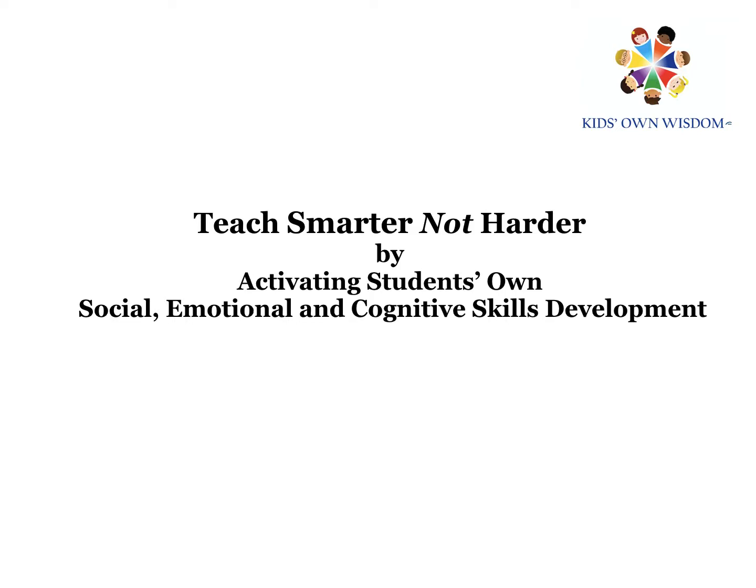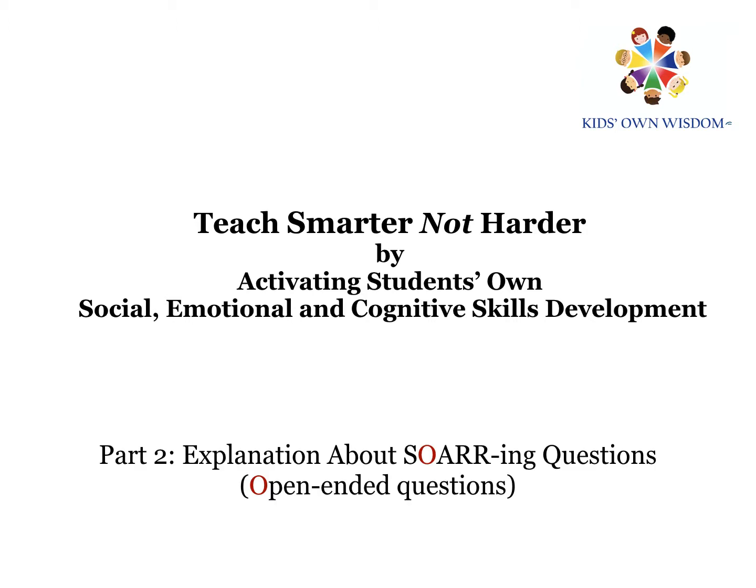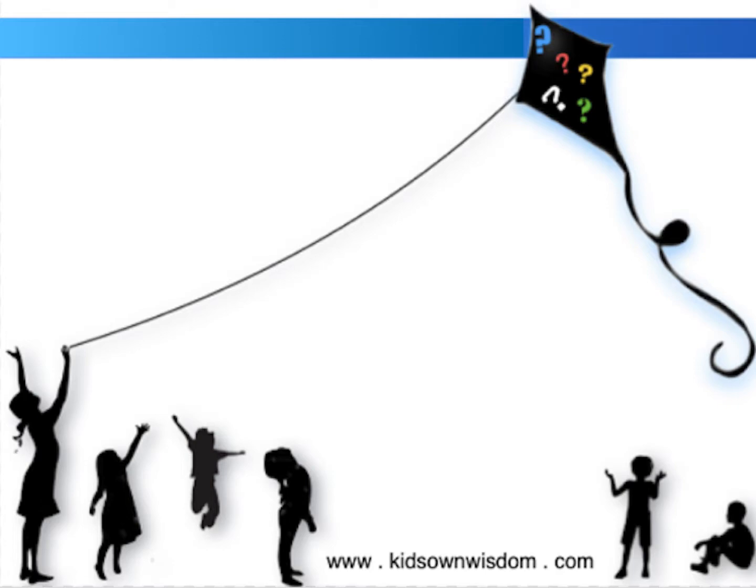Welcome back to Teaching Smarter, Not Harder, by activating students' own social, emotional, and cognitive skills development. This lesson is part 2 about soaring questions. As mentioned in part 1, we explained the essential importance of asking groups of kids questions that matter in order to exercise and activate their own potential for collaboratively and creatively solving problems and resolving challenges.